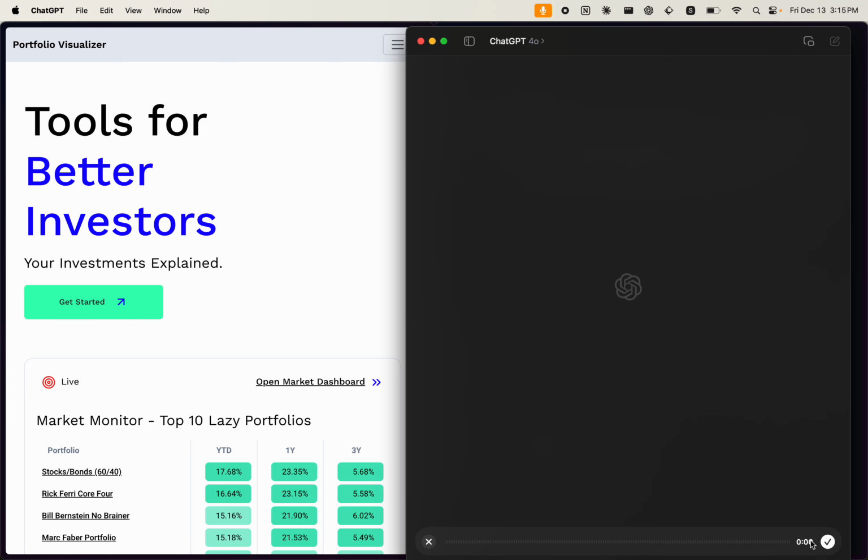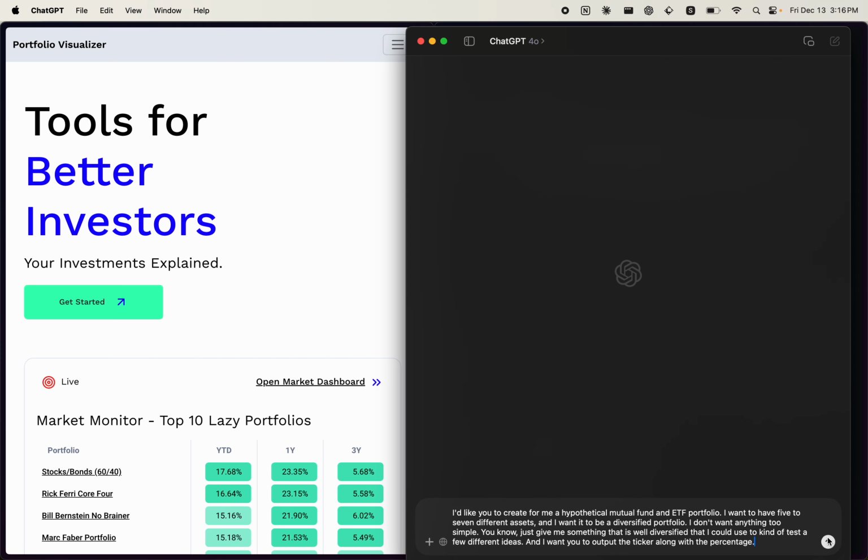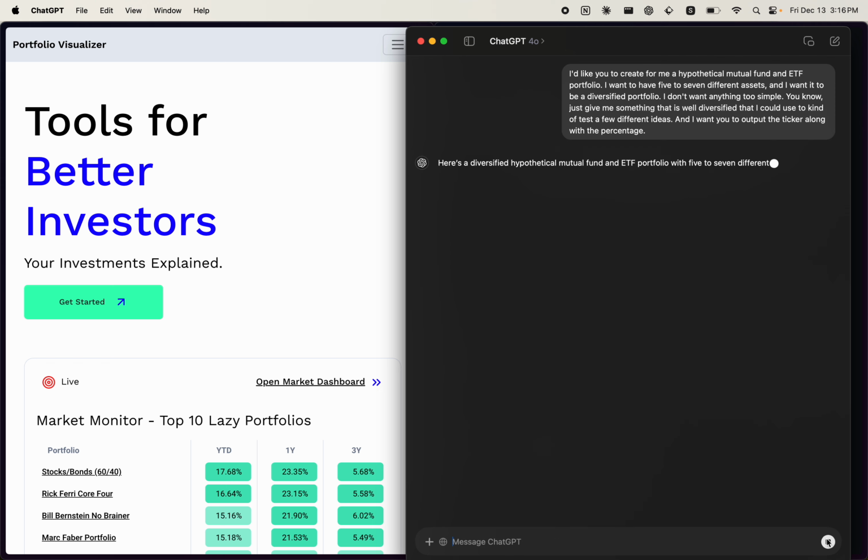So here we go. I'd like you to create for me a hypothetical mutual fund and ETF portfolio. I want to have 5 to 7 different assets, and I want it to be a diversified portfolio. I don't want anything too simple. Just give me something that is well diversified, that I could use to test a few different ideas. And I want you to output the ticker along with the percentage. Okay, probably could have asked for something different, but let's see what it gives me.